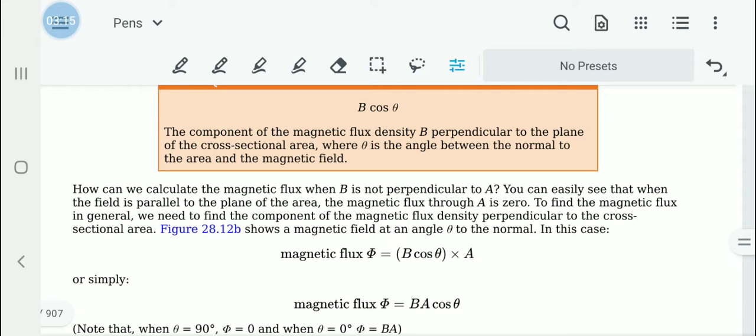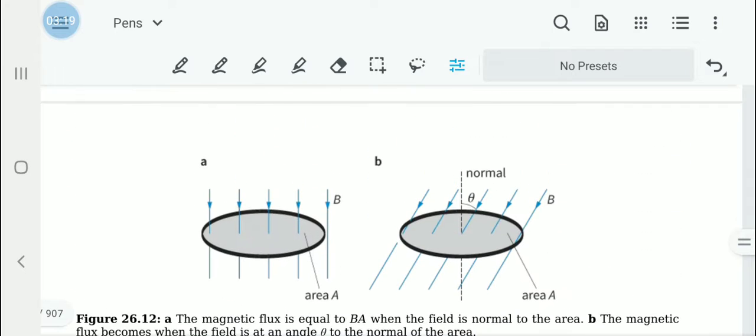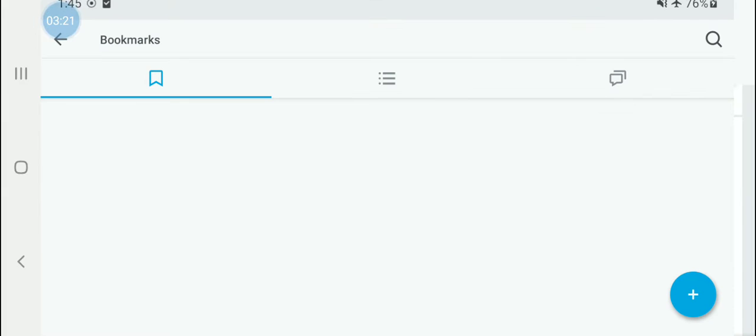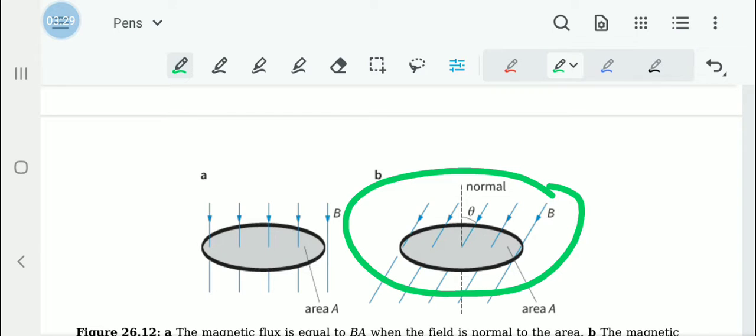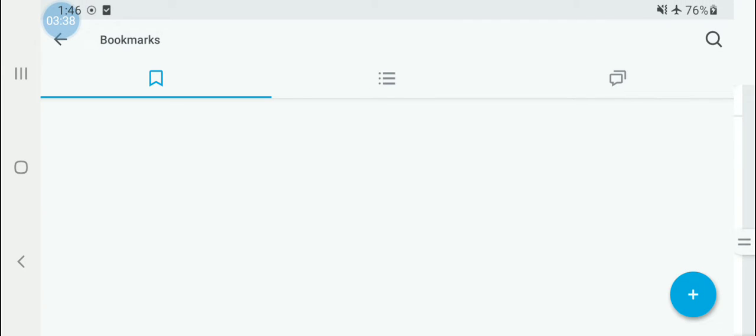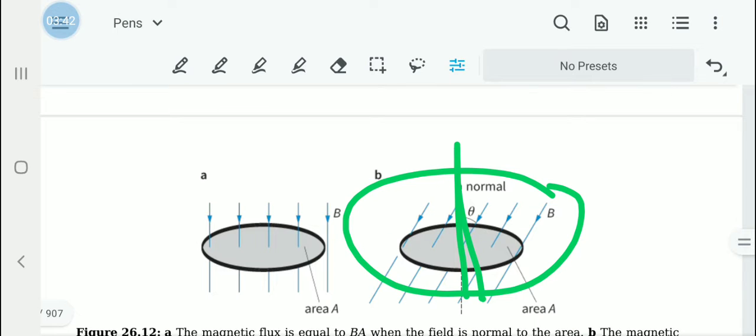So the normal is the 90-degree line. That is the angle that you need to consider. Once again, please remember that as well. So the normal is this. This is the normal line. That is a 90-degree line. I hope you understand that.